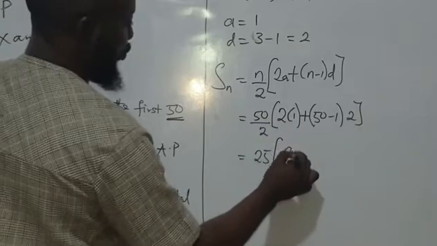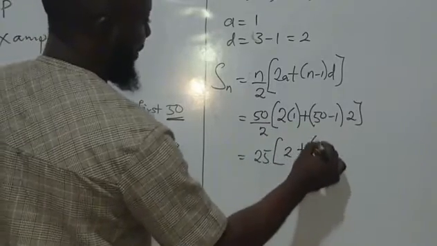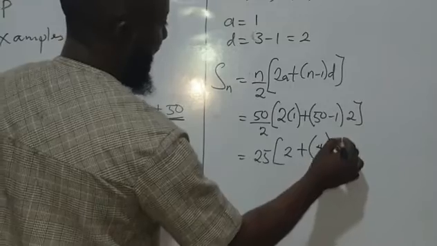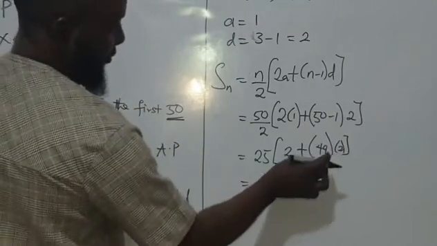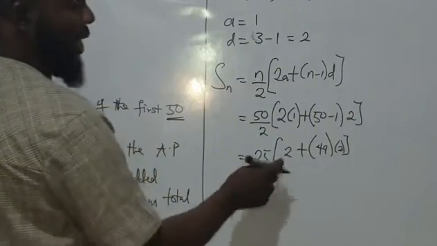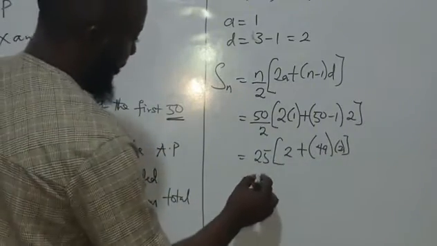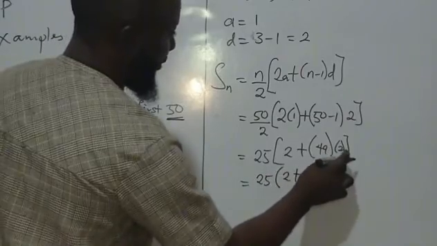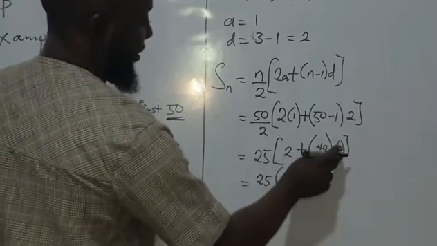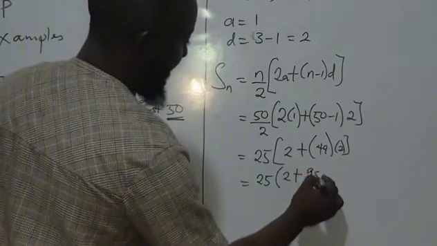This 2 plus 49 multiplied by what? By 2. Right? So you first multiply before you add. Don't forget BODMAS, right? So this is 25 into bracket 2 plus this, plus 49 times 2. That is what? 98. Right?